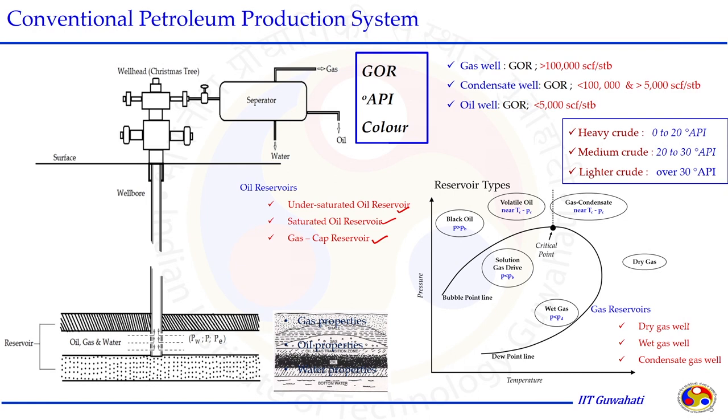Similarly, for the gas reservoir, it could be the dry gas reservoir, meaning the reservoir is predominantly producing the gas only; wet gas reservoir, which is producing some amount of liquid along with the gas; and condensate gas reservoir, that is the special case of hydrocarbon fluid where the gas changes phase from gas to liquid depending on the temperature and pressure condition. We will discuss the thermodynamic behavior of the hydrocarbon fluid in detail in another lecture.